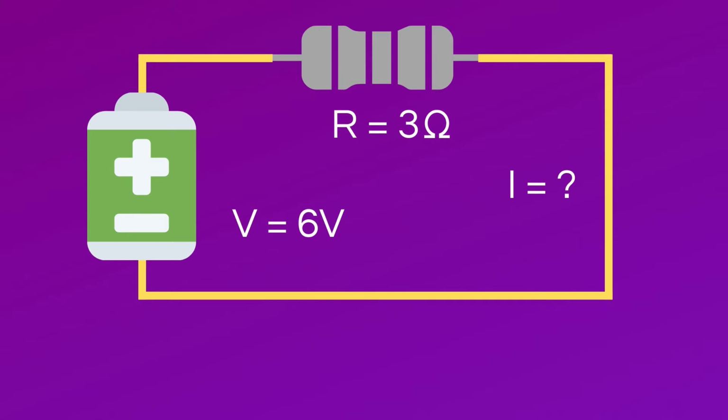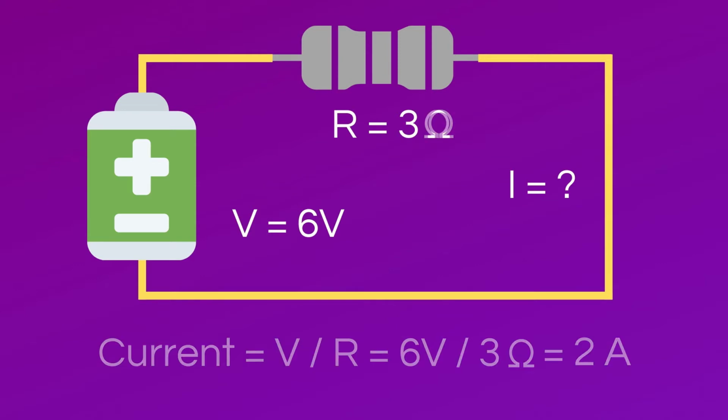You have a DC circuit that has a voltage of 6 volts and a resistance of 3 ohms. Per Ohm's law, the current through the circuit is equal to voltage divided by resistance, or 6 volts divided by 3 ohms, which equals 2 amps.